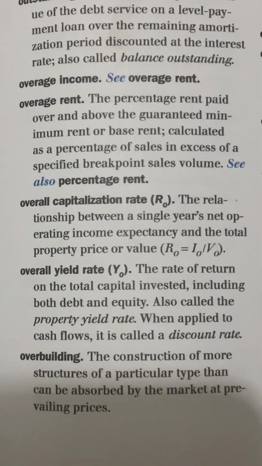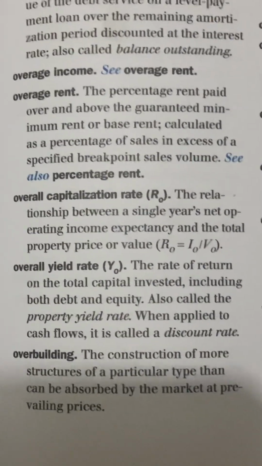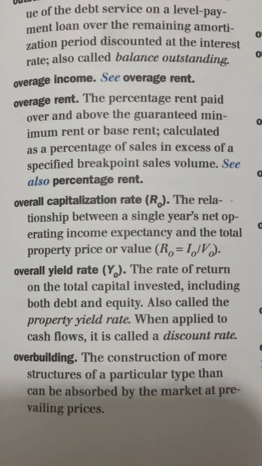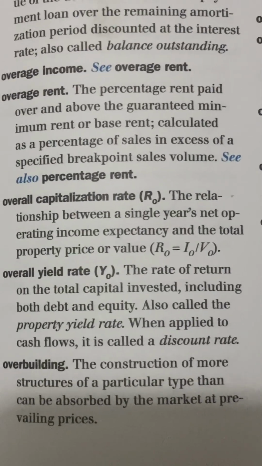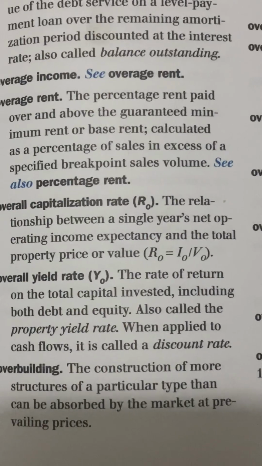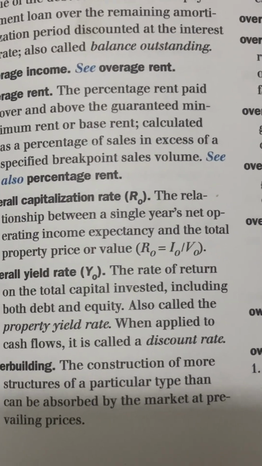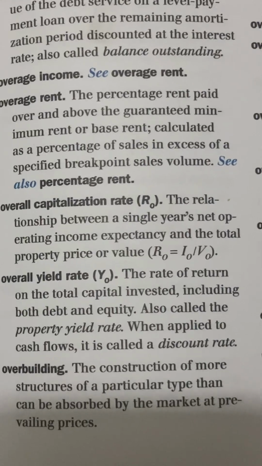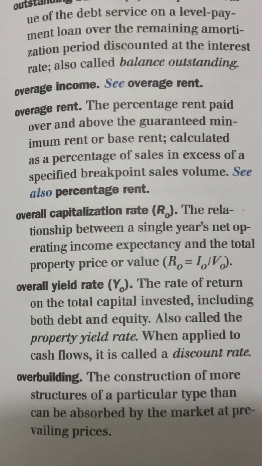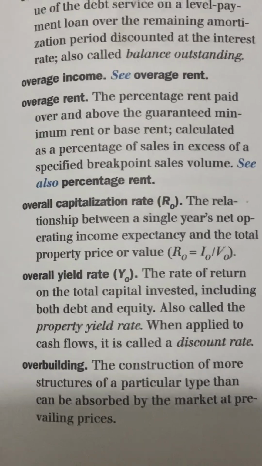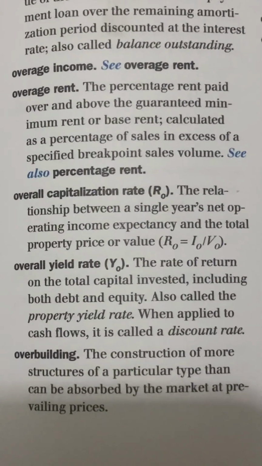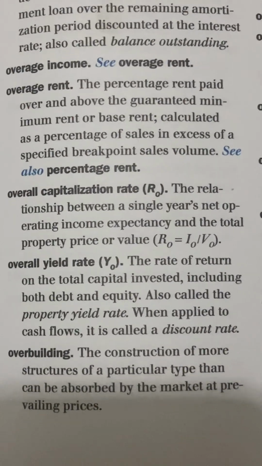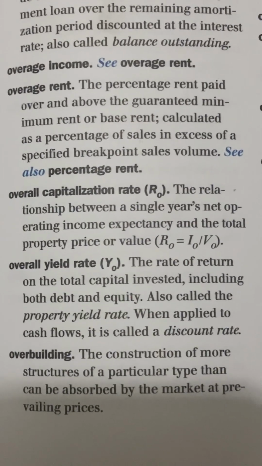Overall capitalization rate. The acronym is capital R over O. The relationship between a single year's net operating income expectancy and the total property price or value. It shows a formula here. It says overall capitalization rate, the acronym R over O, equals I over O divided by V over O. Overall income divided by overall value or price equals your overall capitalization rate. Overall yield rate. The acronym is capital Y over O. The rate of return on the total capital invested, including both debt and equity, also called the property yield rate. When applied to cash flows, it is called a discount rate.